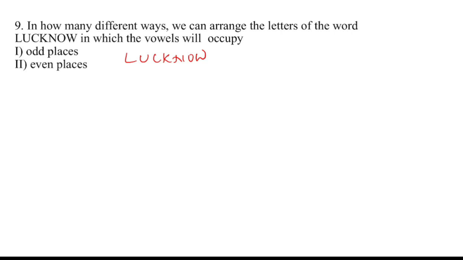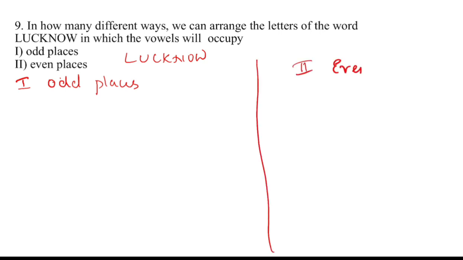And we have to arrange this Lucknow such that the vowels will occupy odd places. First we will take odd places as the first condition. Then the second one is even places, the second case. Therefore, odd places. So vowels in the word Lucknow, how many vowels are there? U, O. Two vowels are there.